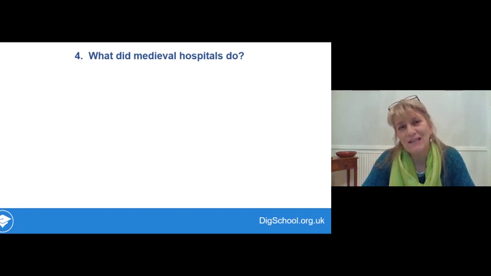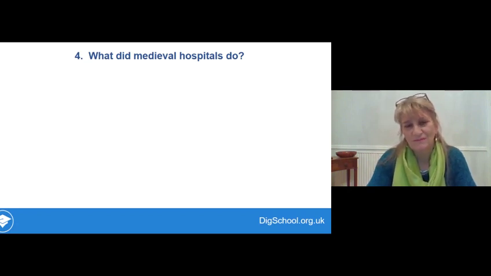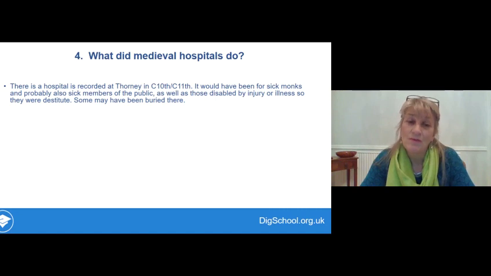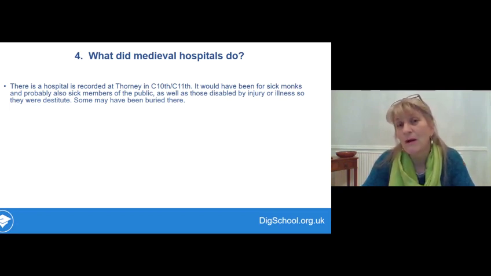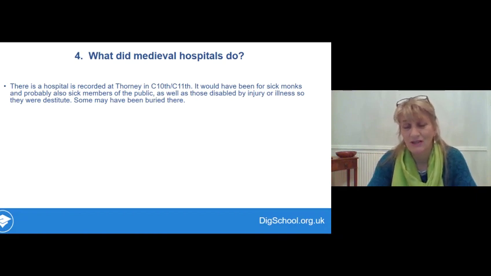So what then did medieval hospitals do? Well, there is a hospital recorded specifically at Thorney in the 10th, 11th century. This would have been for sick monks and also for members of the public, quite possibly, and perhaps those disabled by illness or injury so that they were destitute, had no other way of surviving. Some of these people may even have been buried in the monastic cemetery.